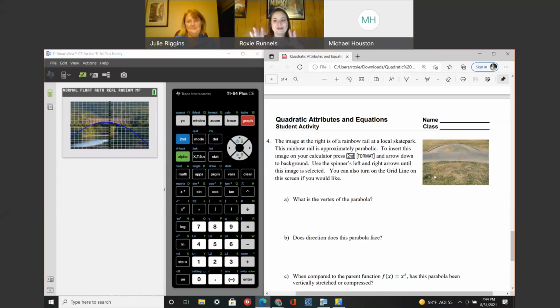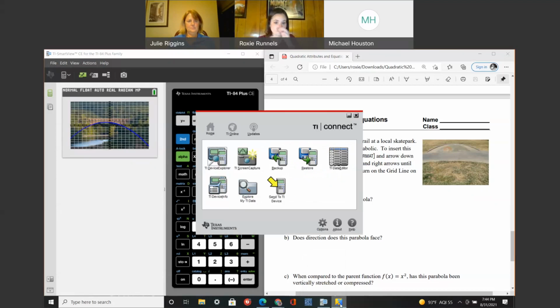So I do want to show you guys how, once you've either found a Google search image that you really like, that works well for you, or you've taken a picture, how to upload that to your calculator. All right, so what I did was, I'm going to turn my calculator on and plug my TI-84 into my computer so that it recognizes it. And I'm just going to use the TI Connect software, and to transfer an image over to your calculator, you're going to go to the screen capture.